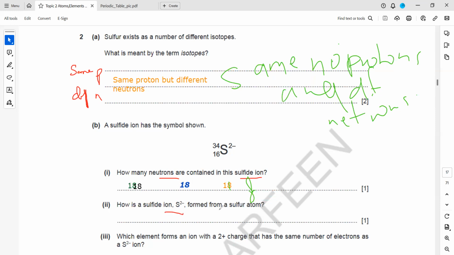How is a sulfide ion formed from a sulfur atom? We have a sulfur atom. How is the sulfide ion formed? By gaining 2 electrons, good. So it gained 2 electrons.